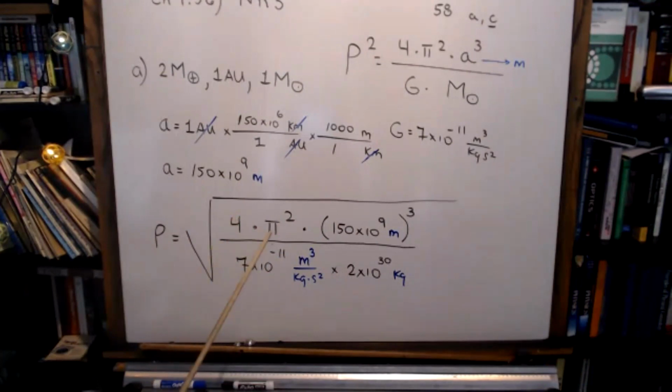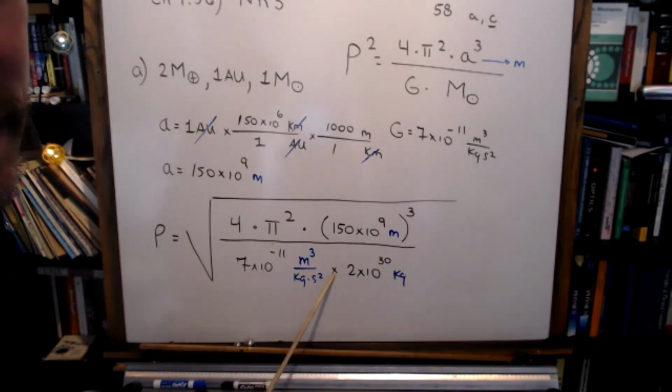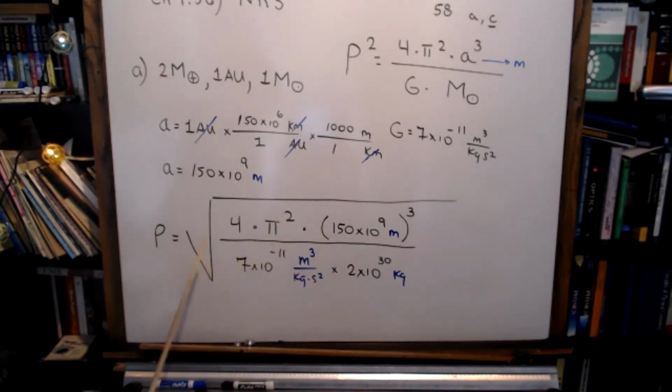So we're going to do 4 times pi squared times, we don't need the parentheses, we're going to do 150 exp9, then we're going to hit the cube key. Then we're going to divide by G, 7 exp minus 11, and this is the critical step right there. When you get to this part, you're going to hit divide, not times. You're going to hit divide to let the calculator know that this is in the bottom. Then we're going to hit equals to do all of this, and then we're going to square root.